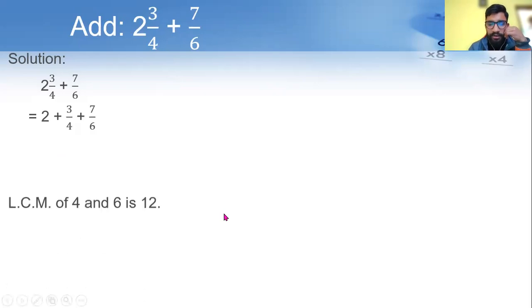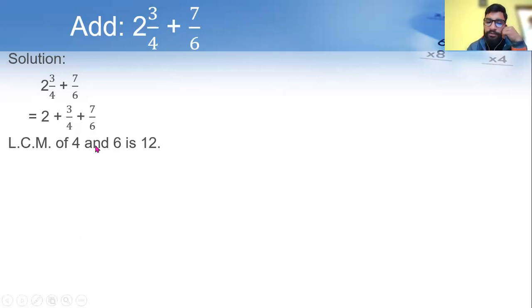So your LCM is what? 12. In the table of 4 also it comes 12. In the table of 6 also it comes 12. So 4 ones are 4, 4 twos are 8, 4 threes are 12. And 6 ones are 6, 6 twos are 12. 12 is in both tables. So the LCM is 12. Now for both fractional parts, let's make the denominator 12.